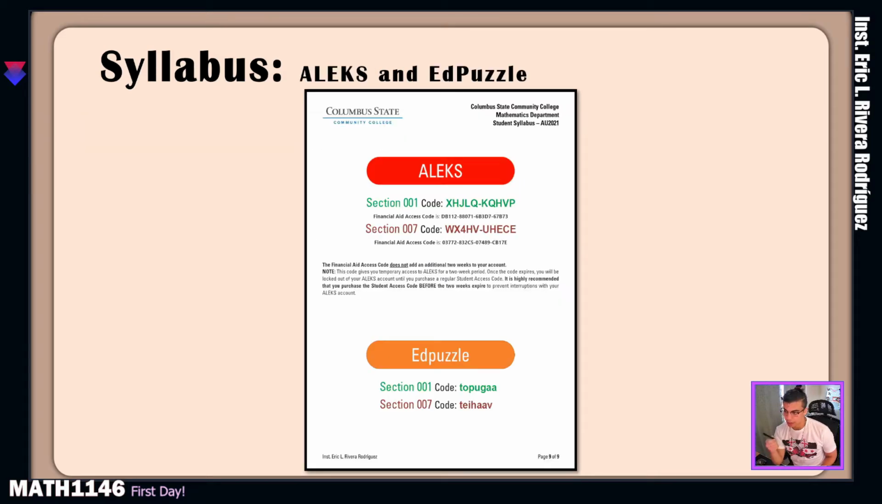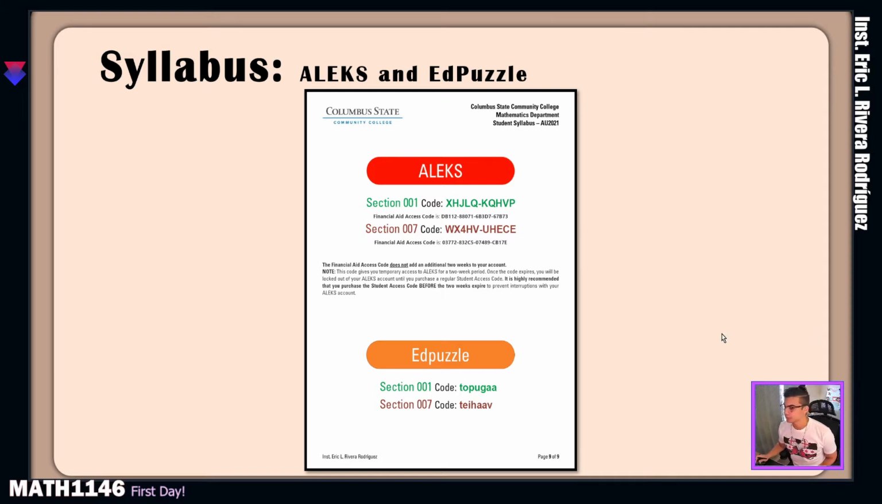The enrollment codes, you have the financial aid access code, okay? If you don't have the access code, the one that you buy in the bookstore, you are going to use the financial aid access code to gain 2 weeks of free access.